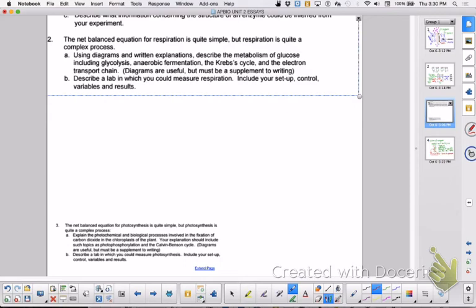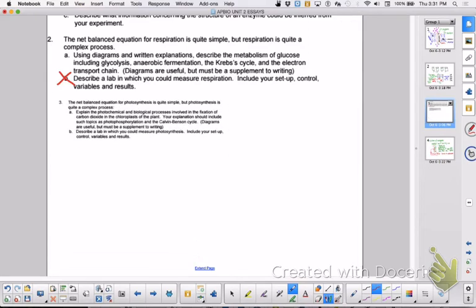Now, this one says, describe a lab in which you could measure respiration. Did we do a respiration lab? No. So you are not accountable for that. Okay, so this one, 2B, is off the table. All right, then this will bring us to our last question.